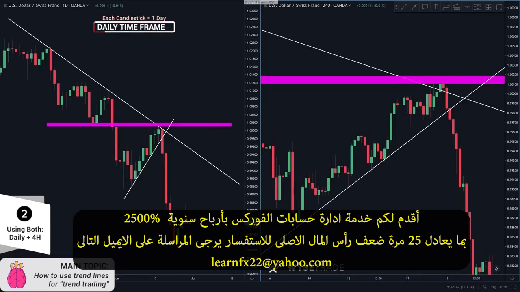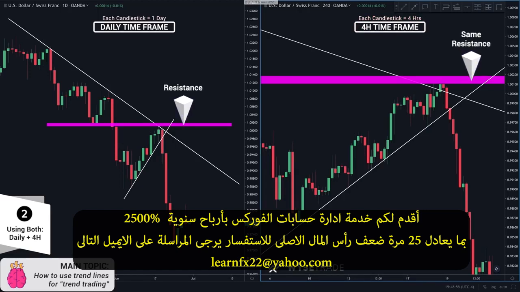This chart on the left is your daily time frame, meaning each candlestick represents 1 day. The chart on the right is the 4-hour time frame, meaning each candlestick represents 4 hours time. Here is the resistance level on the daily time frame, and here is the same resistance level on the 4-hour time frame. Here is the long-term trend line on the daily time frame, and here is the same long-term trend line on the 4-hour time frame.